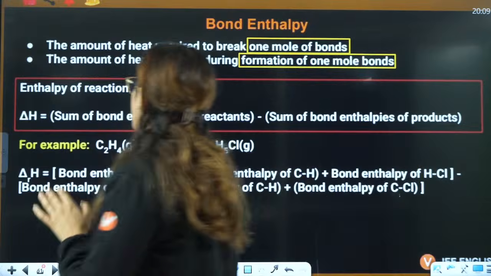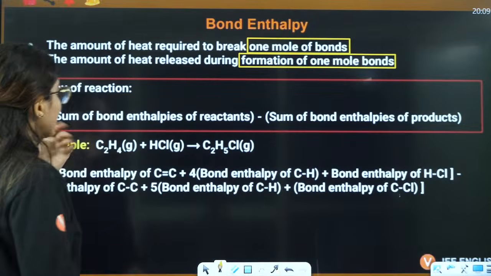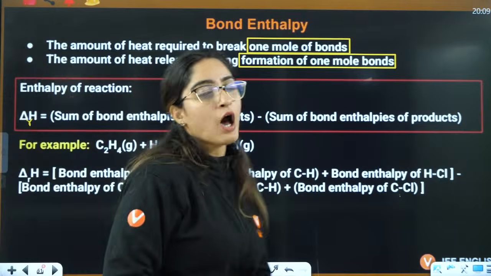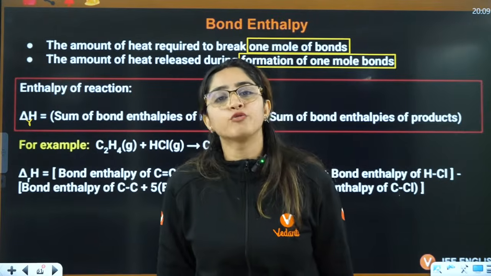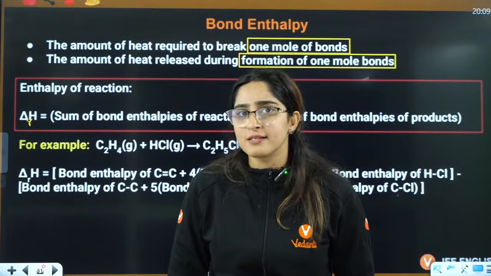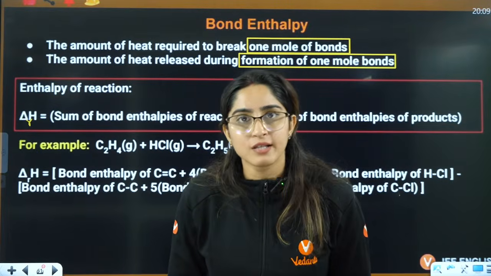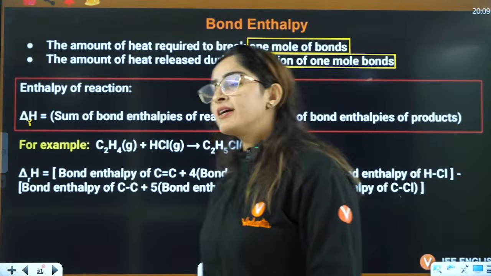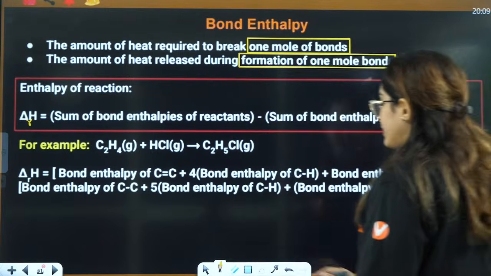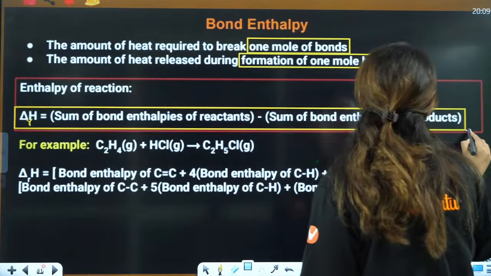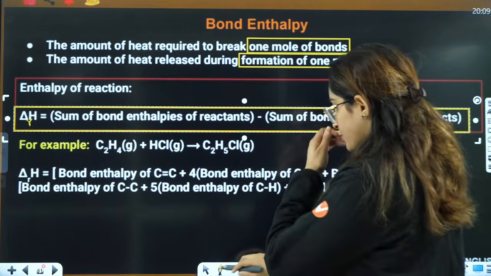Okay. So how is enthalpy of reaction related? In formation, it is products minus reactants. In combustion, it is reactants minus products. In case of bond energy as well, this is reactants minus products. So this is also quite important, that this is also reactants minus products.